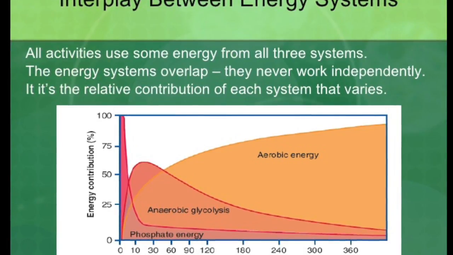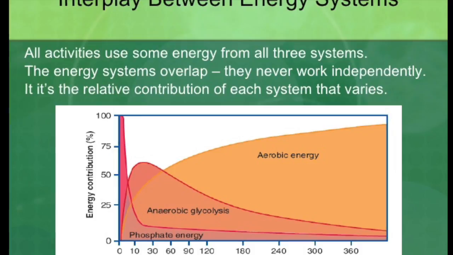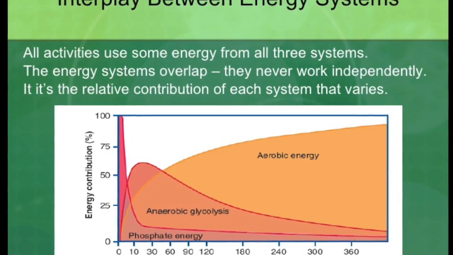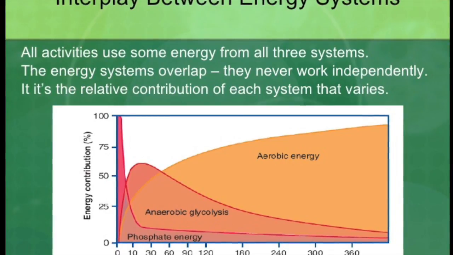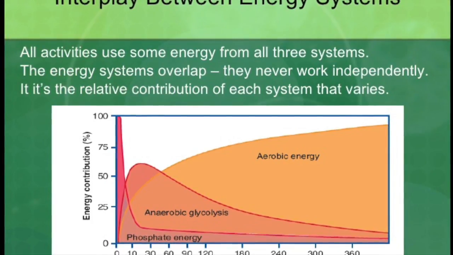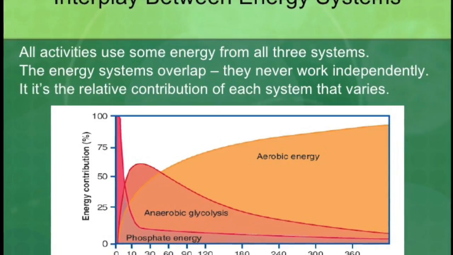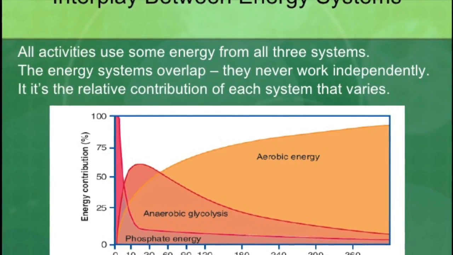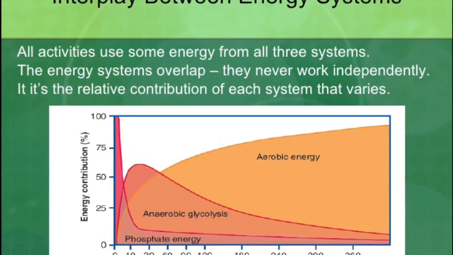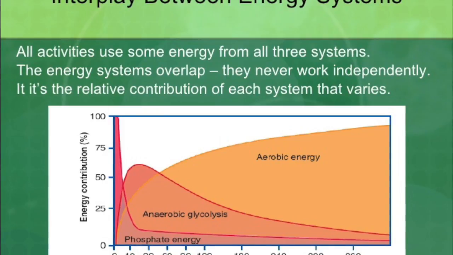If we keep looking towards the right-hand side of the graph, you can see that aerobic energy then takes over. That means that the aerobic system is producing more of the energy needed to do that activity than the ATP-PC system or the lactic acid system, or the phosphate and anaerobic glycolysis. So the percentage that each energy system contributes changes depending on the intensity of the exercise or the time.